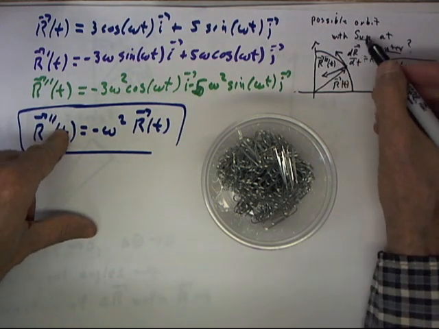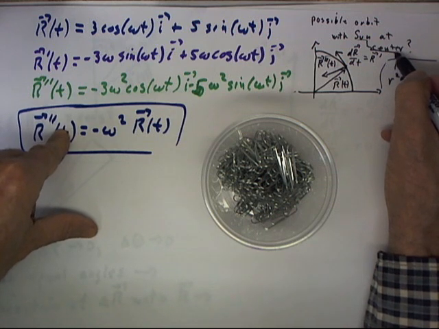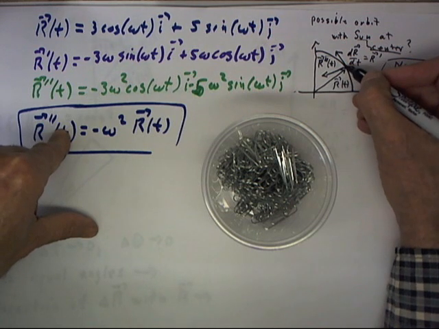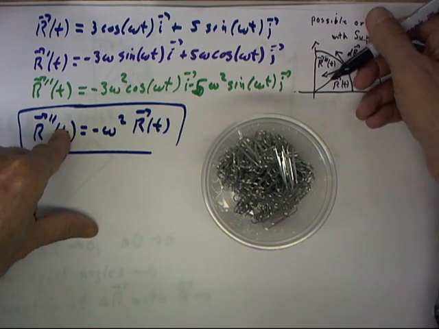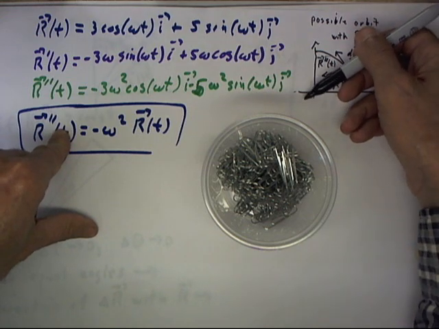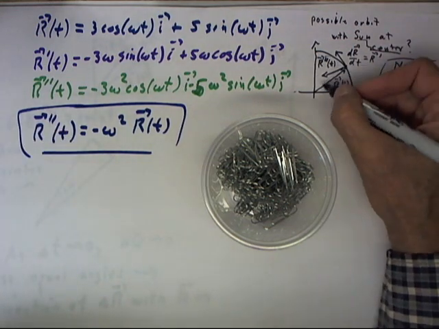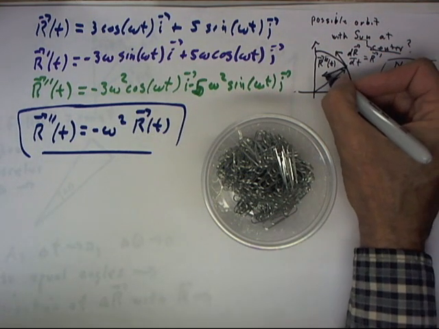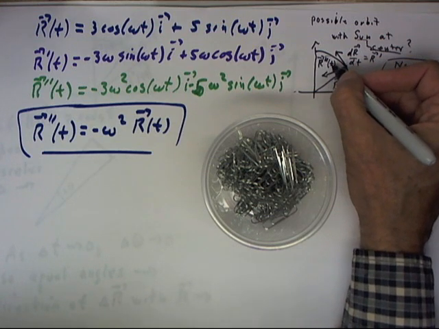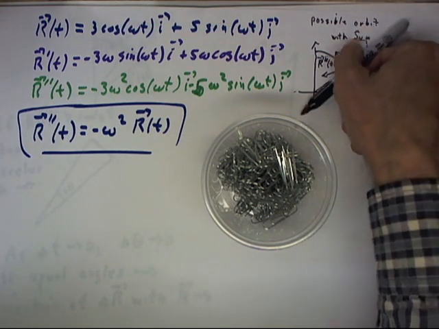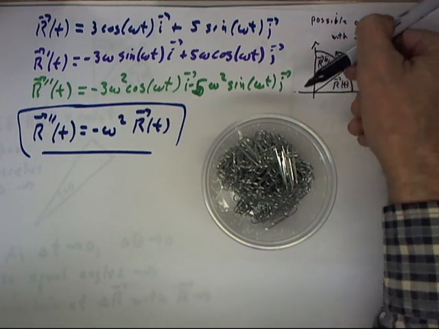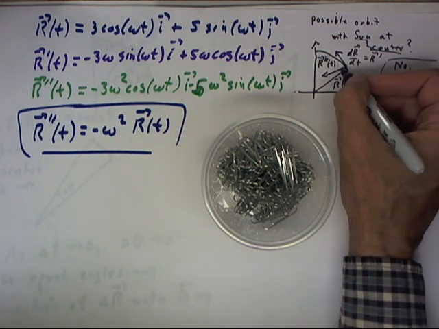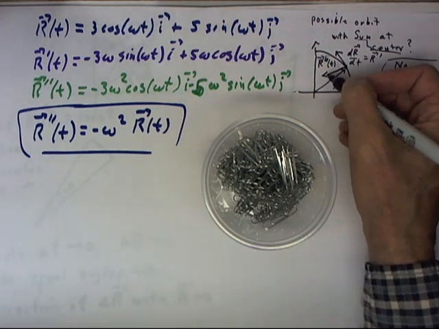in order for this to be a possible orbit with the sun at the center, remember that the net force has to be back toward the sun, being the object that's attracting the planet. The force of attraction on the planet acts back toward the sun. If it turns out that the r double prime of t vector is not in the negative radial direction, in the direction back toward the origin, then we're going to conclude that this couldn't possibly be an orbit, because that would imply a net force that's not in the direction of the sun.